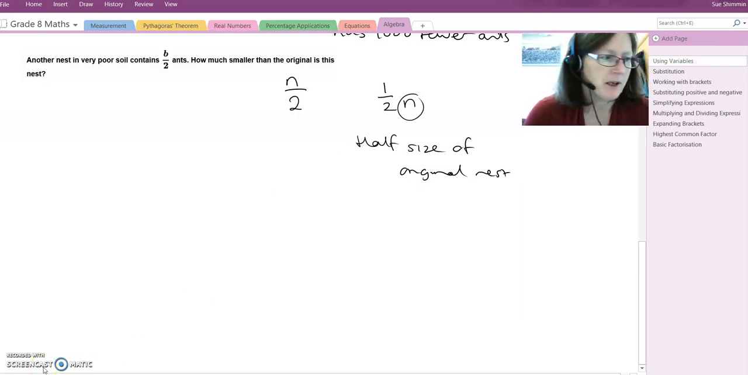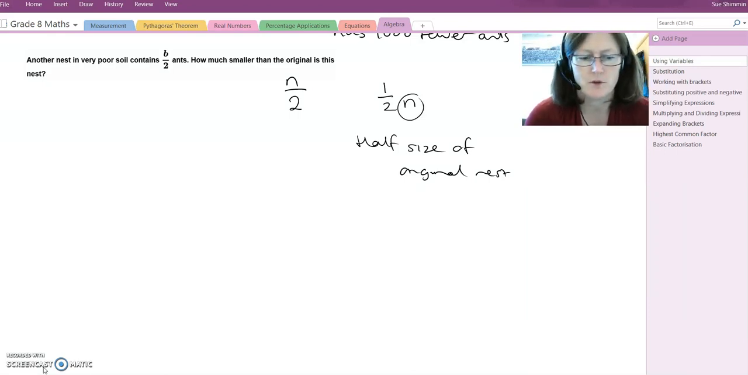So please remember in algebra that a variable or a pronumeral is a letter or a symbol that represents a value in an algebraic expression or equation.